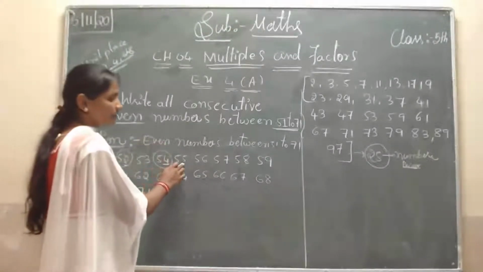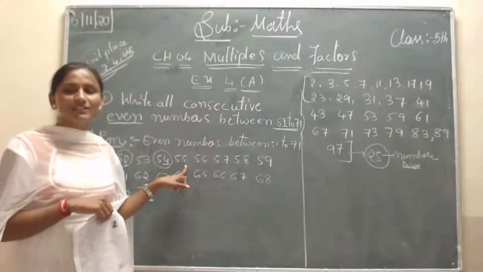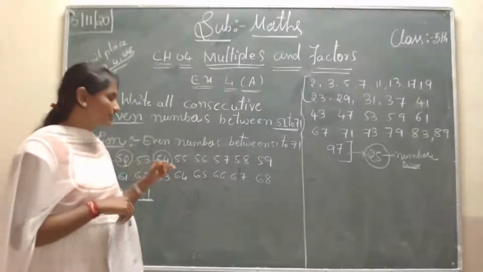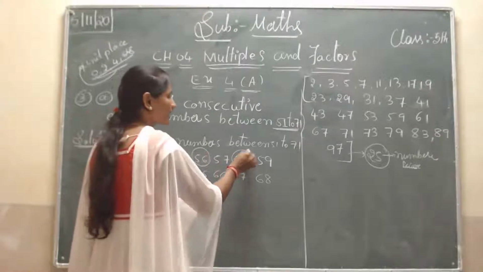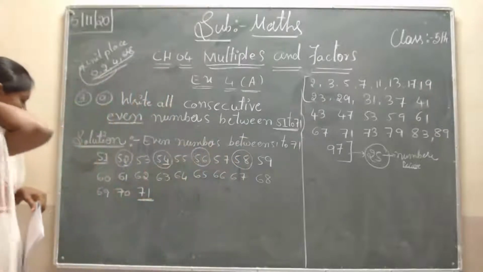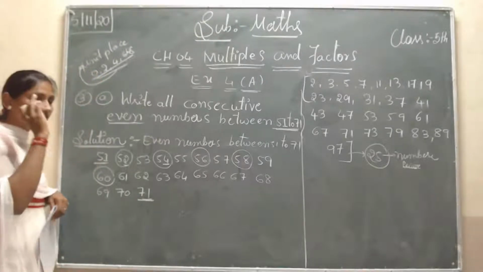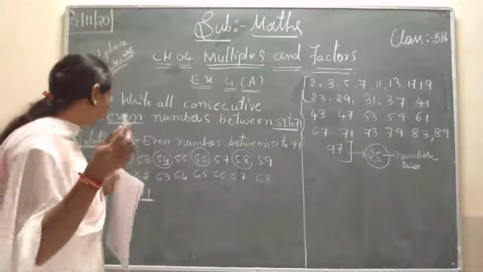54, then 55. Now, students, you know 55: the unit place is 5. So is 5 even or odd? Just think about it, because that is an odd number. So this is not even. So 56 is even. So 58, then 59. Now, students, 60 is okay, because I already told you that unit place 0 is okay. So 60 is also an even number.